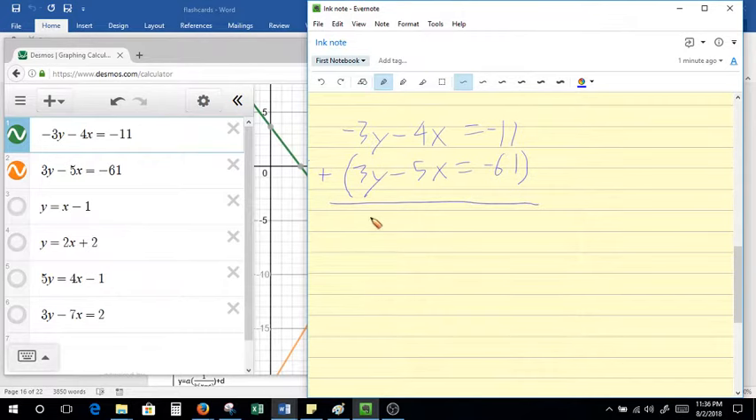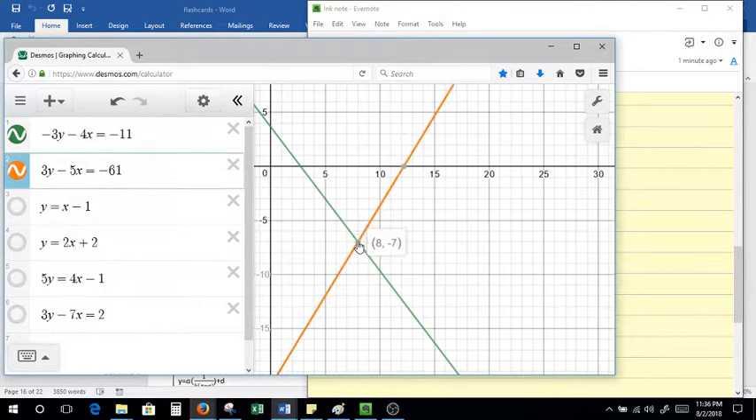Negative 3 and 3 is 0. Negative 4 and negative 5 is negative 9. And negative 11 and negative 61 is going to be negative 72. And that's fortunate for us because by dividing both sides by negative 9, we will get x equals 8. And we can check in Desmos and see that is in fact true.